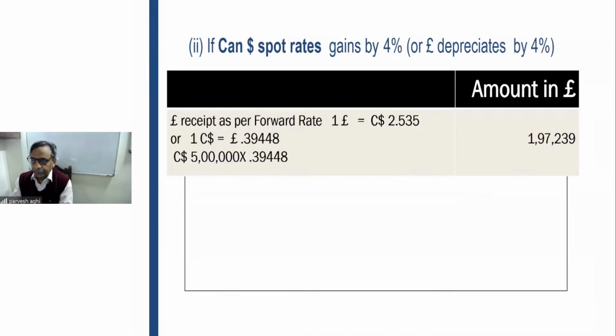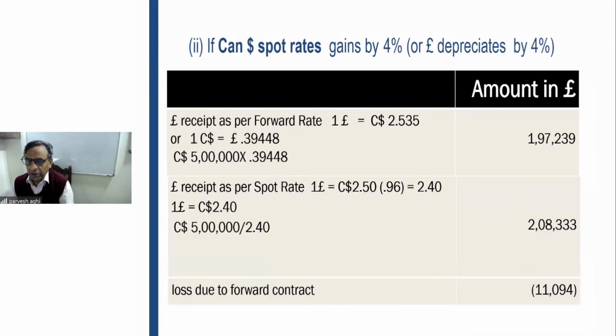Okay, fine. Now, if the Canadian spot rate gains by 4%, in this case the Canadian dollar is gaining by 4%. He would have been happier if he had not hedged himself because he would have got more money. But since he has taken the decision to hedge himself, he will not be very happy. Because he'll be getting 1,97,239 if he uses the forward rate, which we have already discussed.